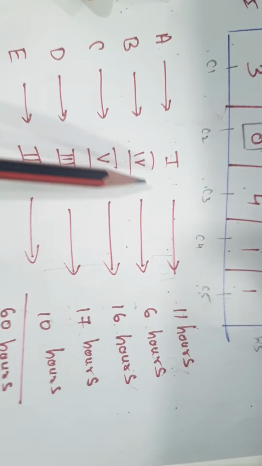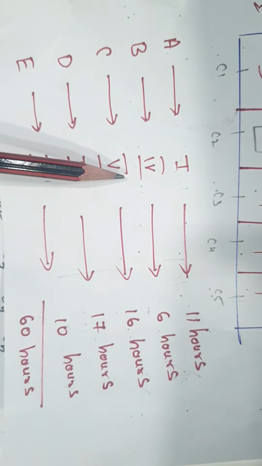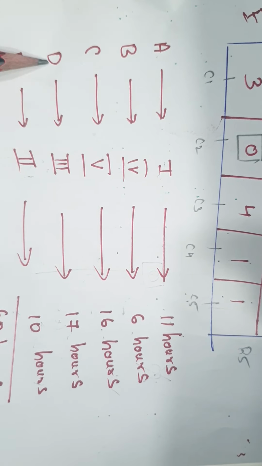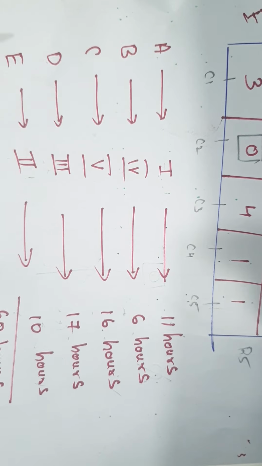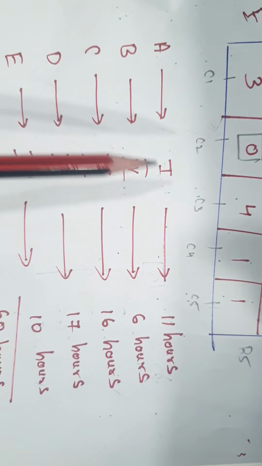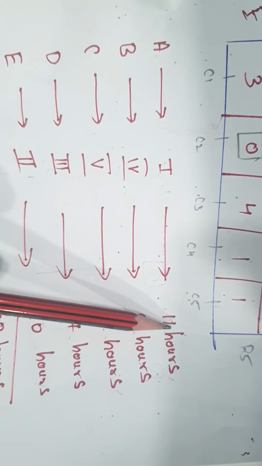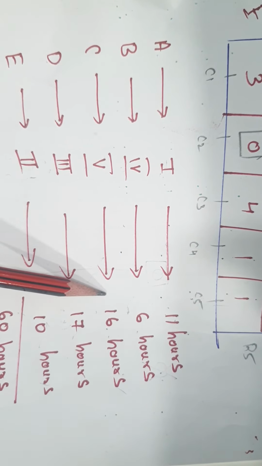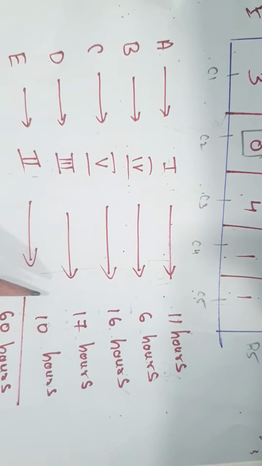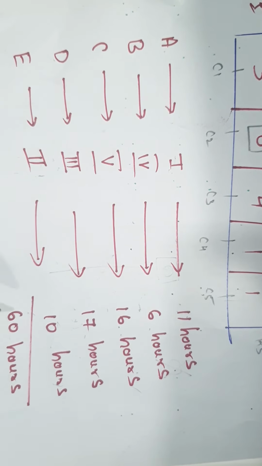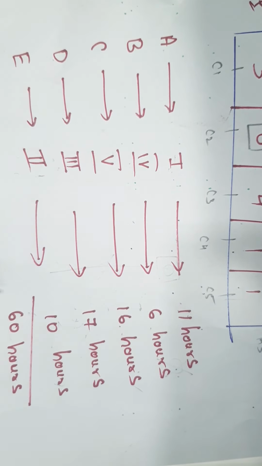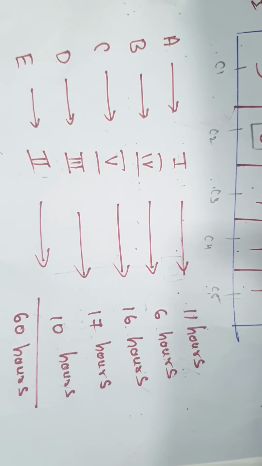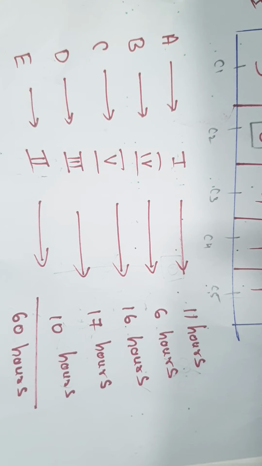A is assigned to machine 1, B is assigned to machine 4, C is assigned to machine 5, D is assigned to machine 3, and E is assigned to machine 2. For A, machine 1 has 11 hours, here 6 hours, here 16 hours, here 17 hours, here 10 hours, and the total is 60 hours. Like this you have to find out.